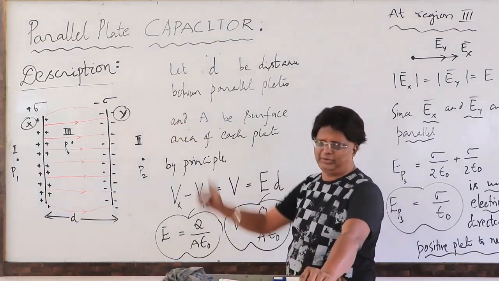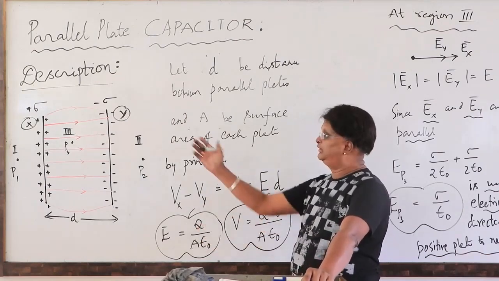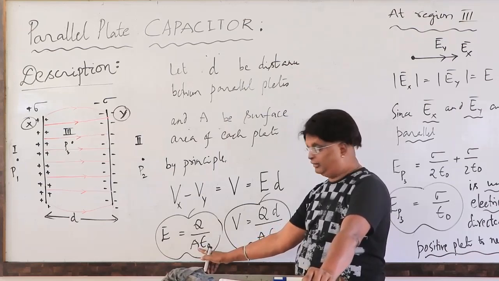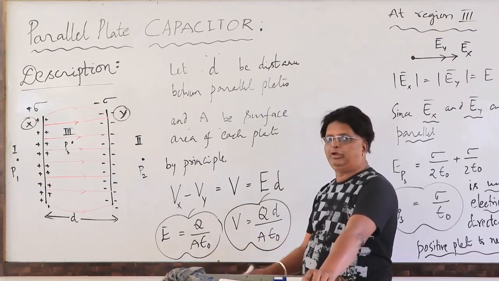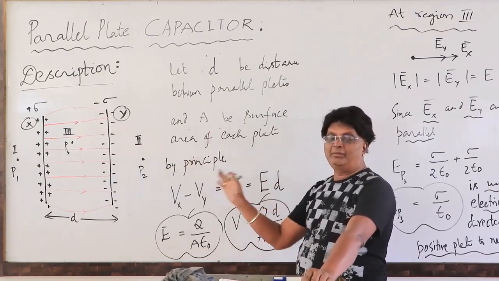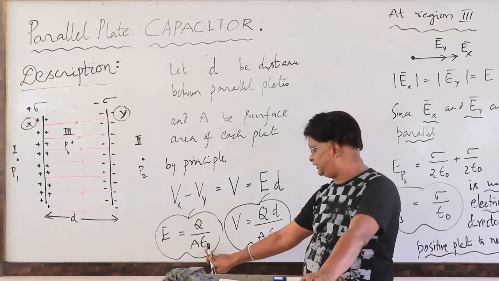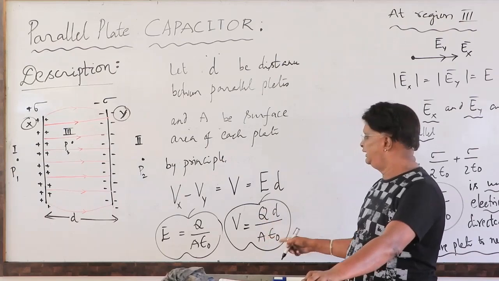Now those who wrote sigma, remember sigma equals Q by A, so this is Q, the charge on each of the plates. A is the surface area of each plate, or the surface area shared by the plates. We wrote epsilon naught, because remember, when nothing is said it is air or vacuum, and it is epsilon naught. We wrote V is equal to E d, according to which Q d by A epsilon naught has come.